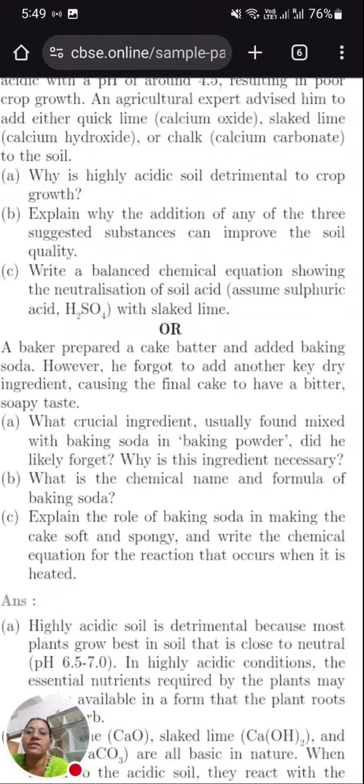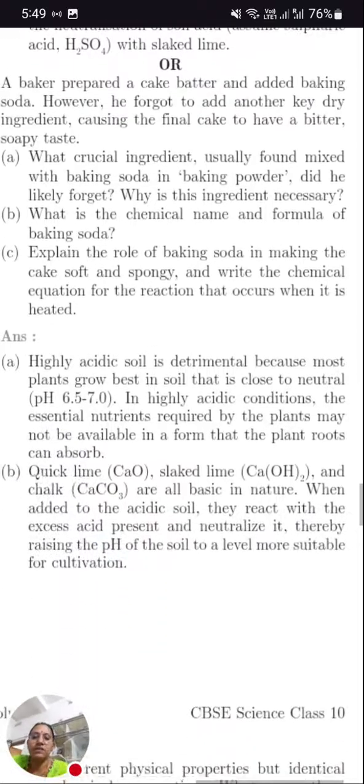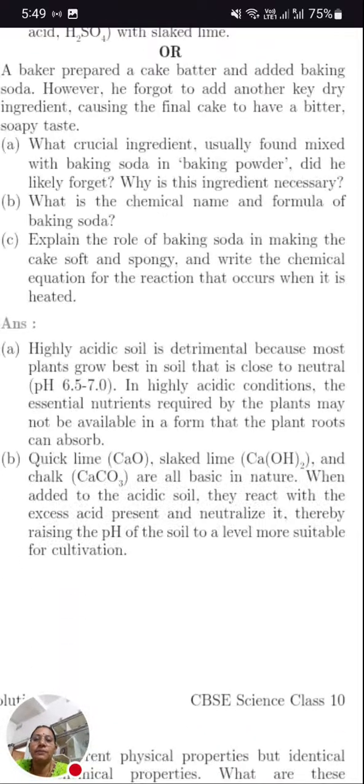If you add sulfuric acid to any of the given contents, like CaO, quick lime, or Ca(OH)2, CaCO3, chalk, any of the compounds you can use and you can write the reaction. Suppose we are using CaCO3 plus H2SO4. So how will the reaction take place? You need to write a chemical equation for that.